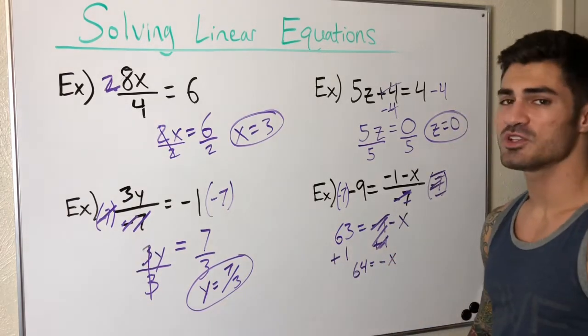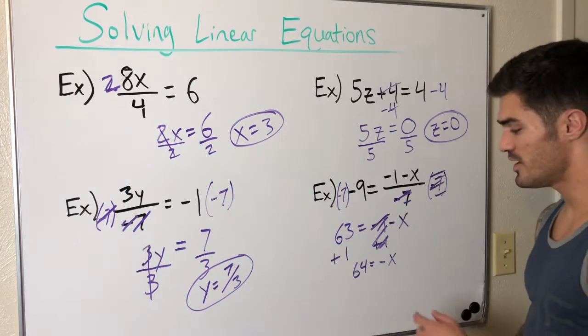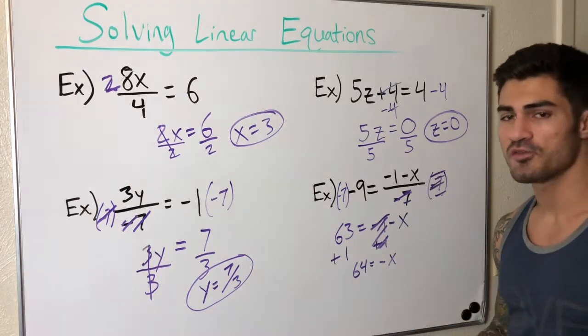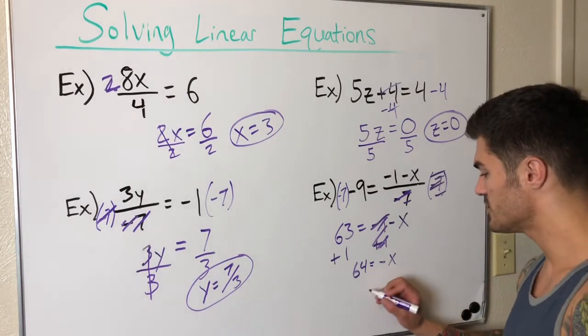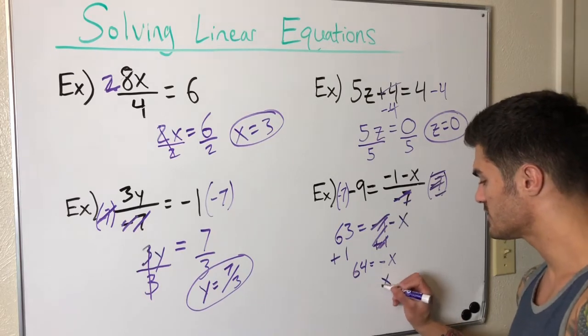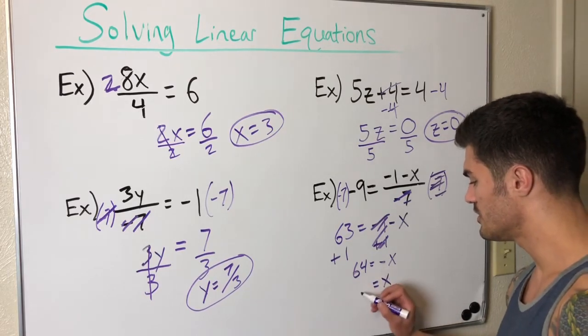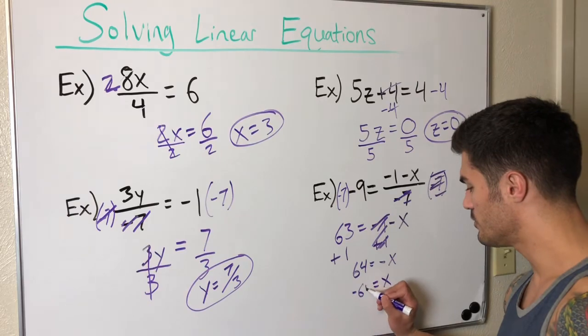So my last step is to multiply both sides by negative 1, right? I have negative x, but I want to solve for x. So multiply both sides by negative 1. I'm left with x equals negative 64.